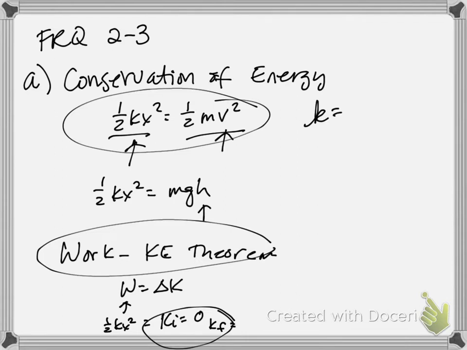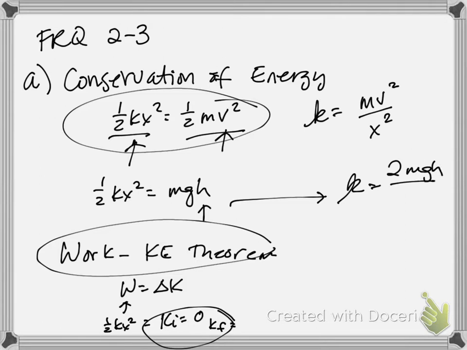So I did this in my notes. So for this one it would be K equals mv squared over x squared. And for this one, it would be K equals 2 mgh over x squared, where x is the amount that it's compressed. So that's part A, 3 points.